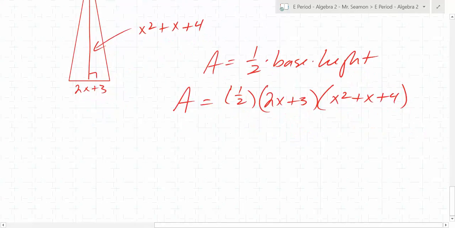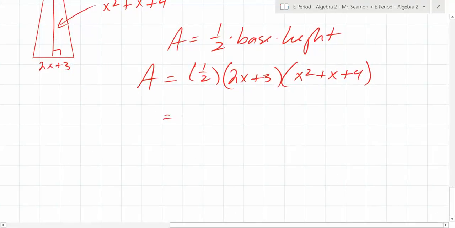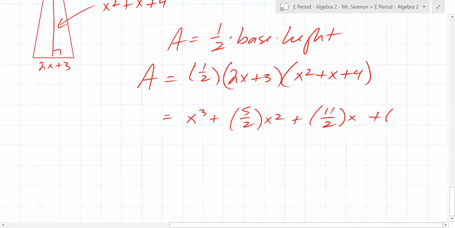Who has an answer for me they think is correct? Who has one? Who's got it? Harry, what do you got? x cubed plus 2.5x squared plus 5.5x plus 6. Who got that right there?